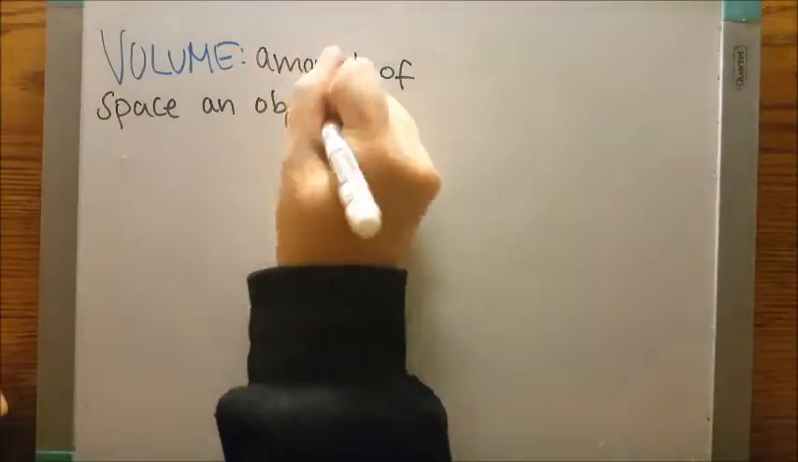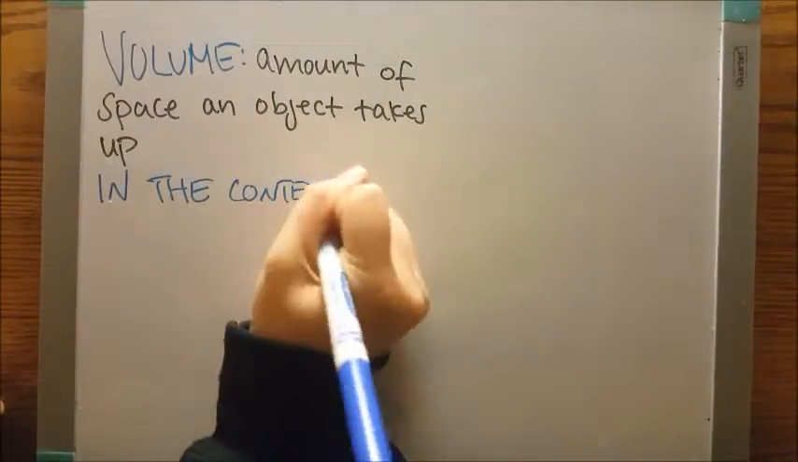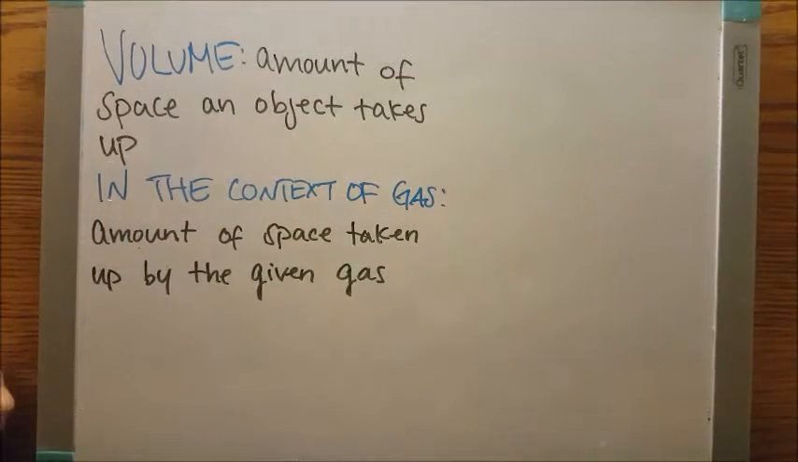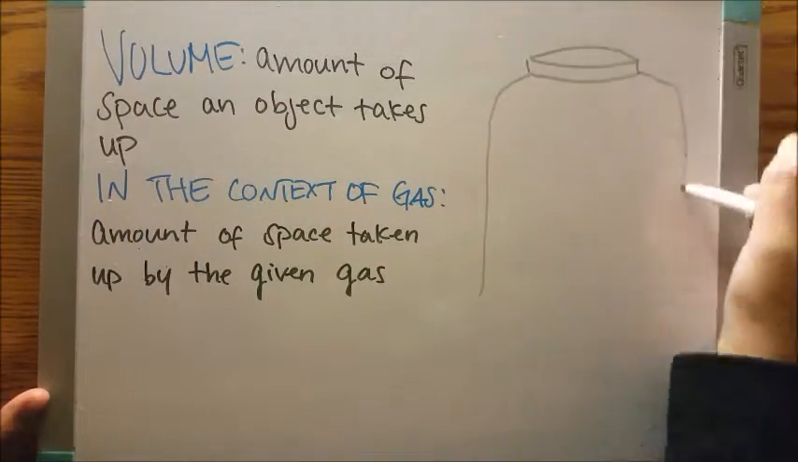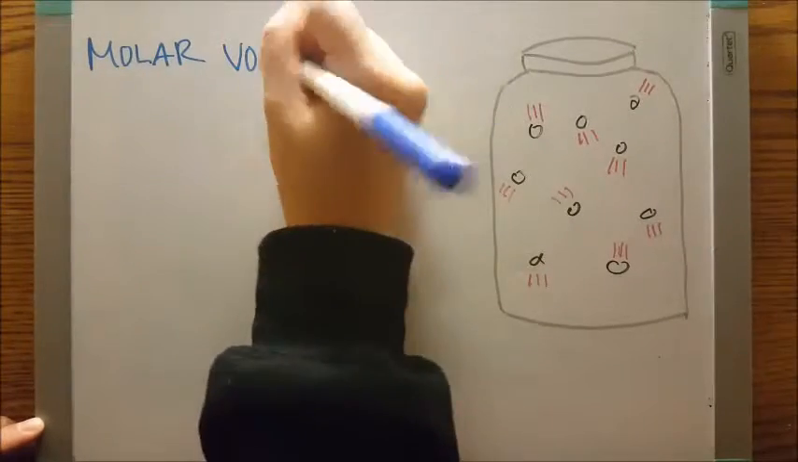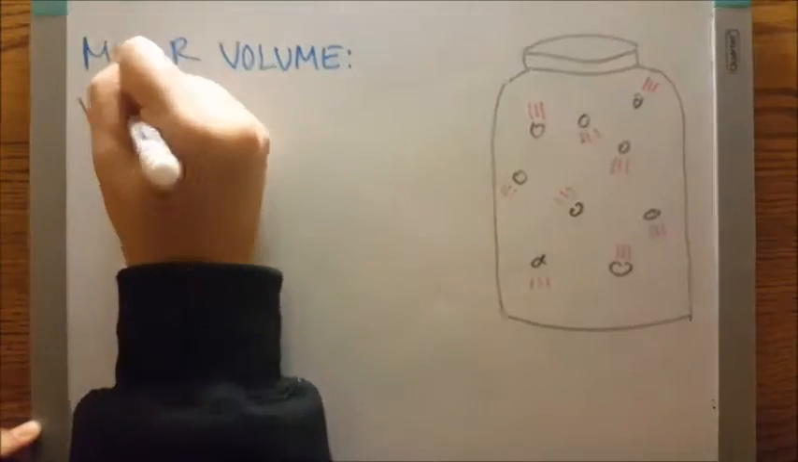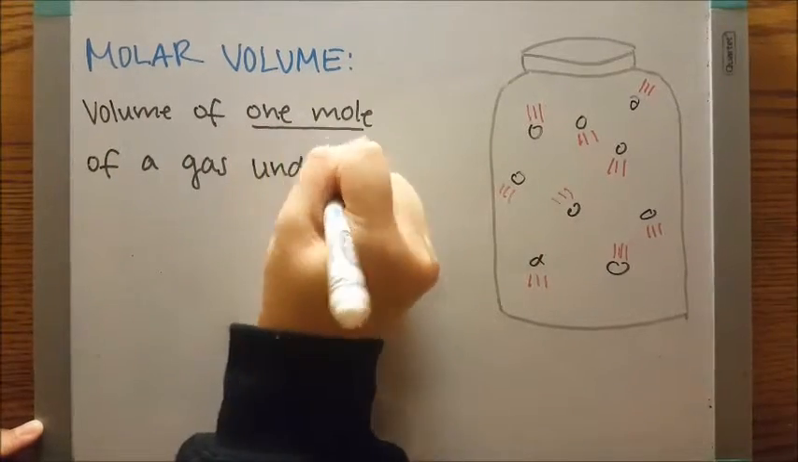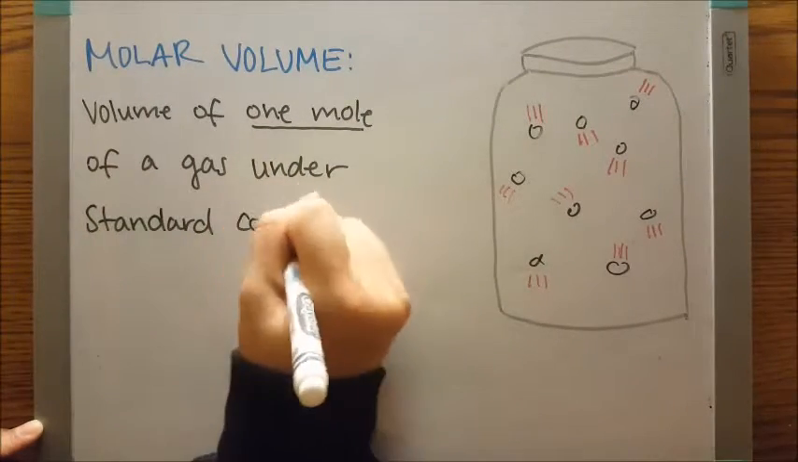Hey guys, our topic is on volume, molar volume, and standard conditions. To start it off, let's define volume. Volume describes the amount of space an object takes up. In the context of gas, it describes the amount of space taken up by the given gas. Molar volume is the volume of 1 mole of a gas under standard conditions. Before we continue with molar volume, we must first understand standard conditions.